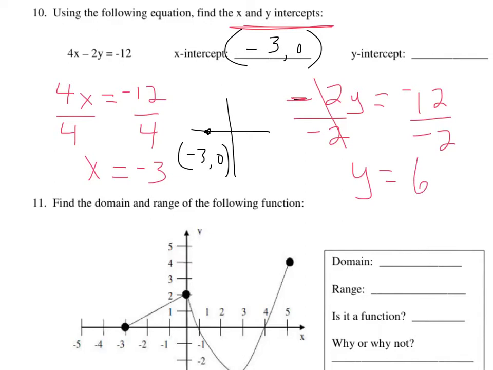So if I graph this point on the y-axis, y is 6. So that's about there, and that's located at 0, comma 6. So that would be our y-intercept, 0, comma 6. So that's how you find an x and y-intercept.